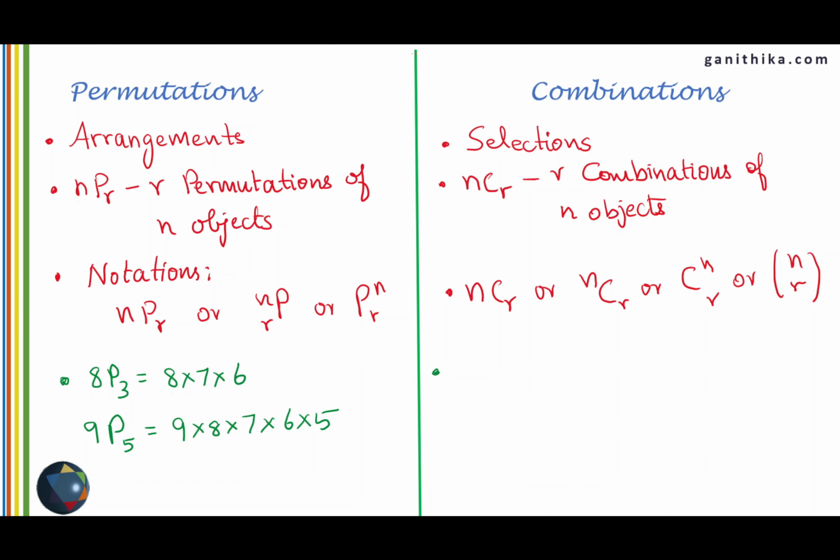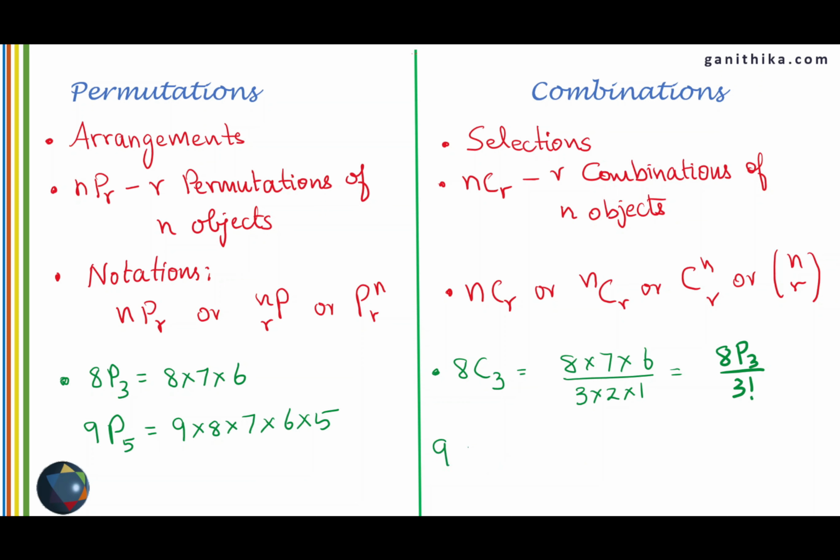Now looking into combinations, 8C3 is 3 combination of 8, or 8 choose 3, which means this is 8 times 7 times 6 divided by 3 times 2 times 1, which is nothing but 8P3 divided by 3 factorial. So this is combination. This is how you find 8C3, 8P3 divided by 3 factorial.